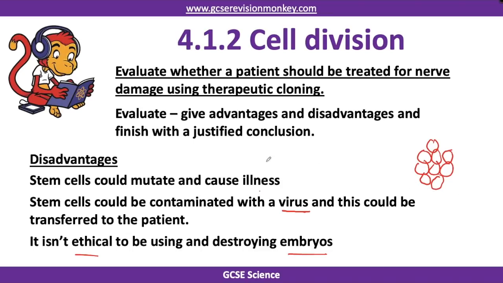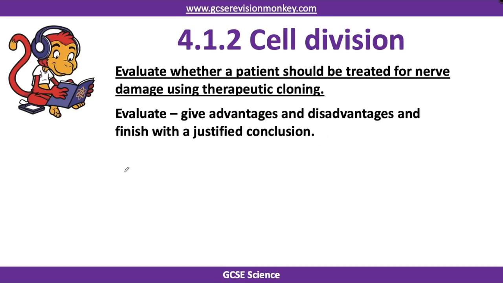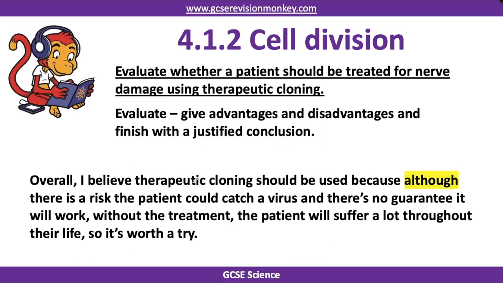So once you've given advantages and disadvantages, you must use a justified conclusion. For example, you could write, overall, I believe therapeutic cloning should be used because. So state whether you are for or against it. There's no right or wrong here, just choose one particular stance. And then try and use the word although.